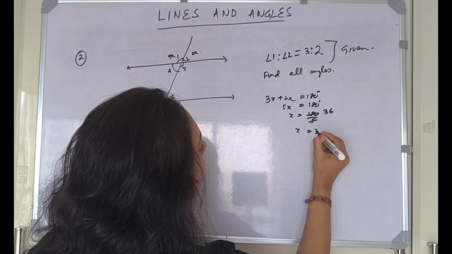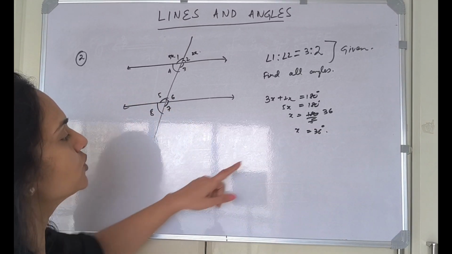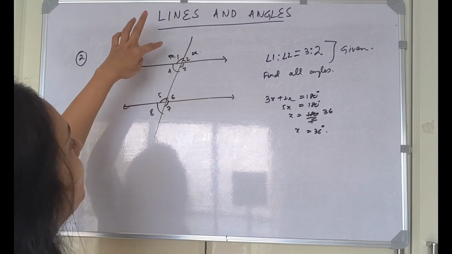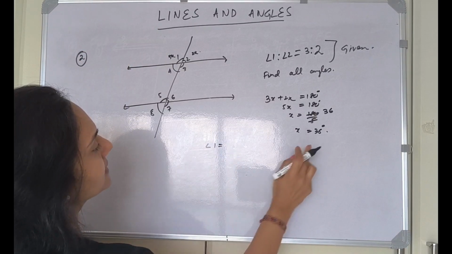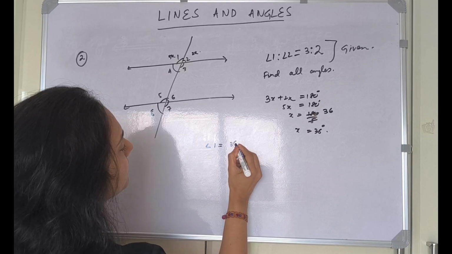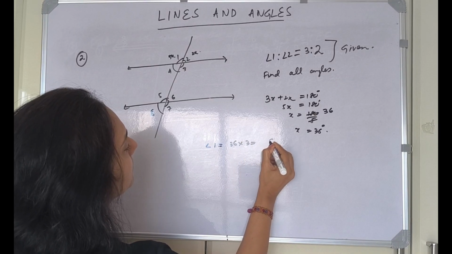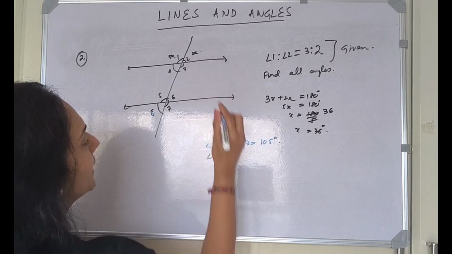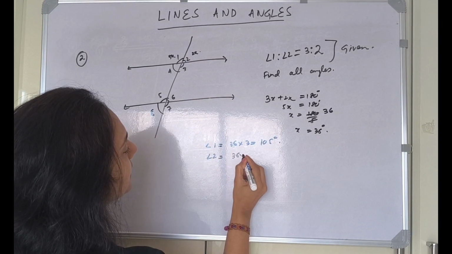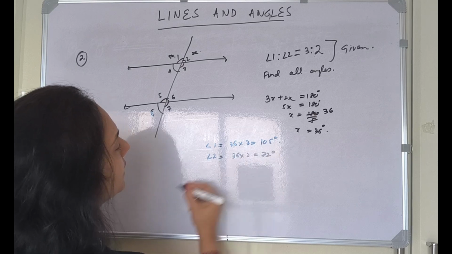36 degree. We got x as 36 degree. So if x is 36 degree, let's now calculate all the angles. Angle 1 is 36 into 3, 108 degree. Angle 2 is 2x, so 36 into 2, which is 72 degree.